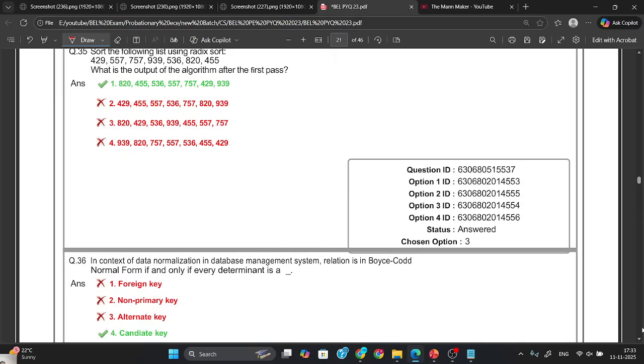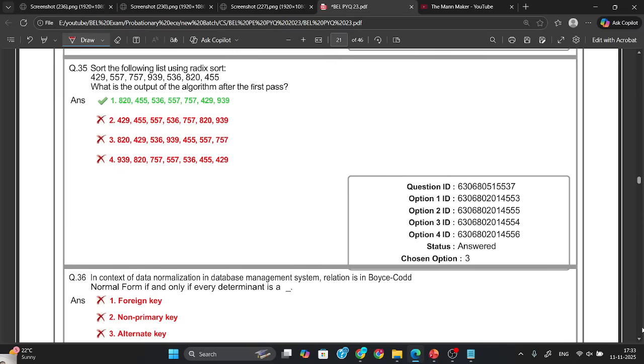Now the next one is sort. Sort the following list using radix sort. We have these values. What is the output of the algorithm after the first pass? So after the first pass, what is the algorithm value? This we need to calculate. Radix means the base part. Using radix sort, we have 429, so the radix is 9.